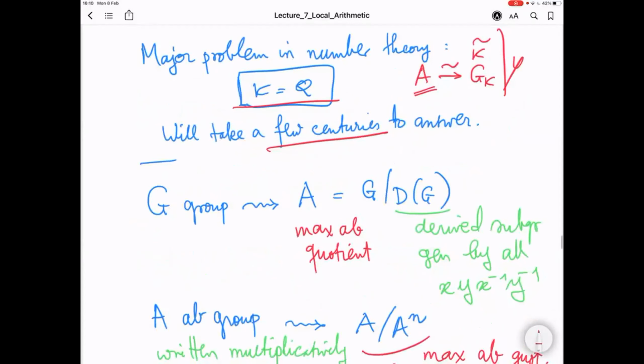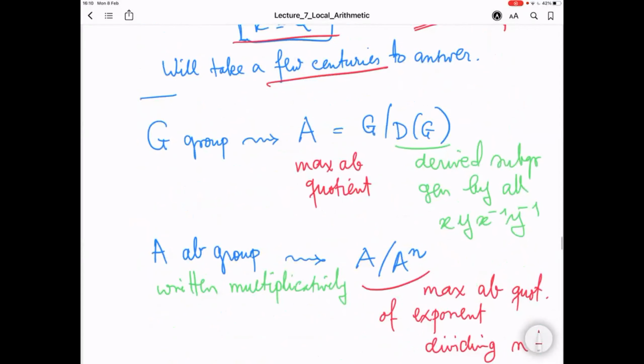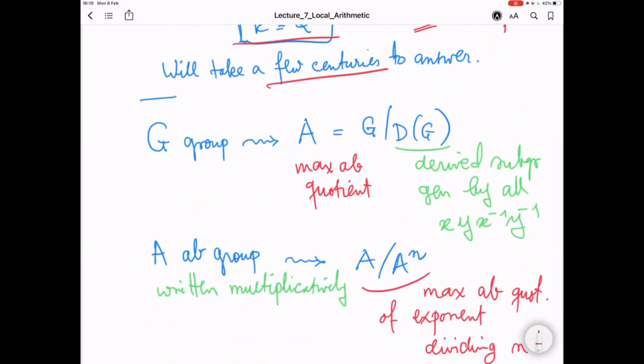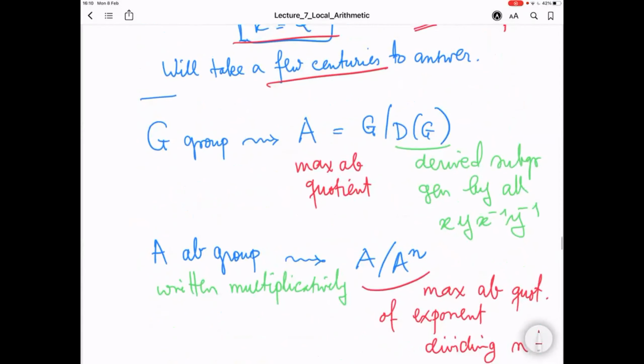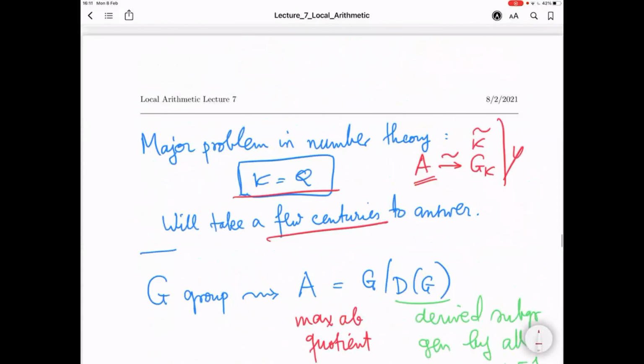So we'll have to do something less hard. But it's a good thing to keep in mind that what you would like to understand is this, which is called the absolute Galois group of this field K. K is Q. Understanding the absolute Galois group of Q is the major problem in number theory.